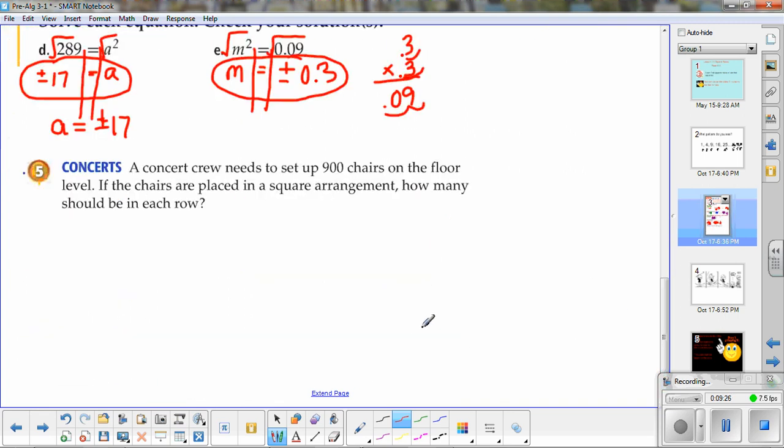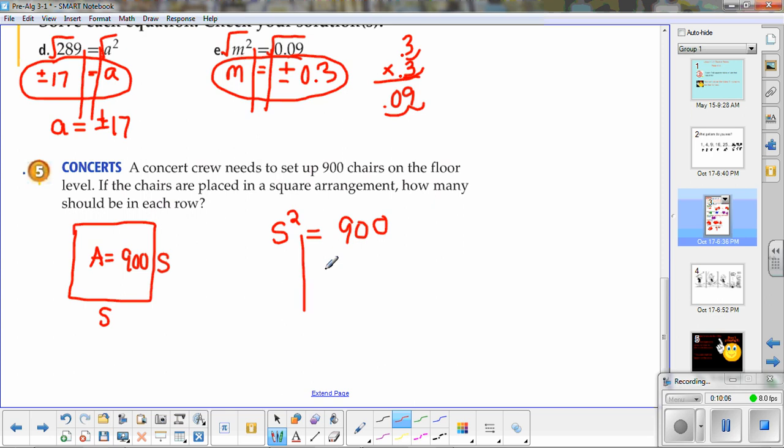One last example. A concert crew needs to set up 900 chairs on the floor level. If the chairs are placed in a square arrangement, how many should be in each row? Well, if it's in a square, the length and width are going to be the same. Or the side times the side, or the side squared, it's going to have to equal an area of 900 chairs. So the equation that we're going to solve is s times s, or s squared, equals 900.